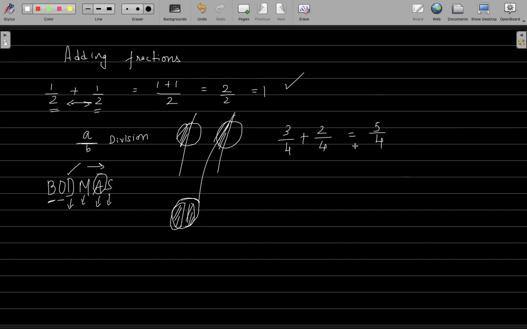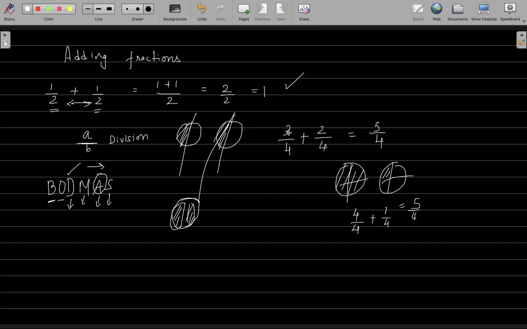What do you mean by this? We mean to say we are considering one whole object and one part of the 4 parts that it has been divided into. We are considering this whole, that is 4 by 4, plus this, that is 1 by 4, which is 5 by 4. This is an improper fraction, but yes, such fractions do exist when you're considering more than one object.